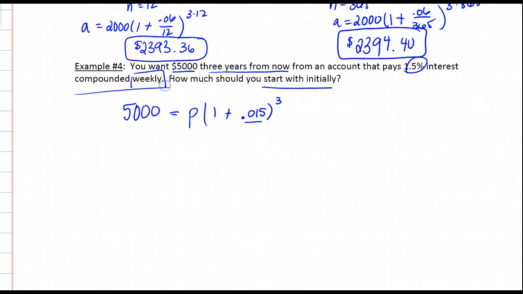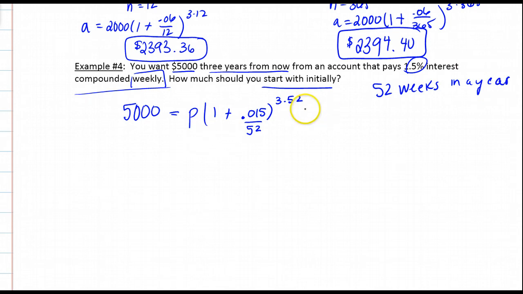Weekly. Let's talk about that. How many weeks are in the year? 52. So it's going to be compounded 52 times per year. Now, if you didn't know that, we could write it down. 52 weeks in a year. That's a good piece of information for you just to kind of know, just in case you don't.